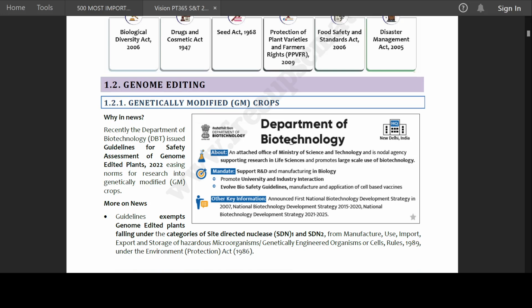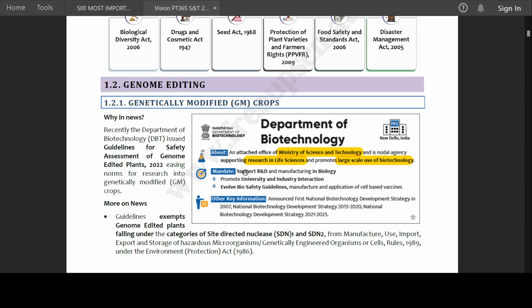The Department of Biotechnology is an attached office of the Ministry of Science and Technology and is a nodal agency supporting research in life sciences and promoting large scale use of biotechnology. This department comes under the Ministry of Science and Technology.